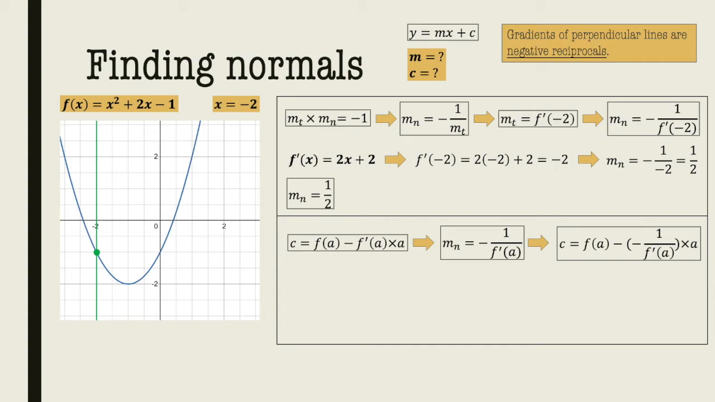As a result, we replace the f prime of a with negative 1 over f prime of a, since that is the gradient of the normal. Additionally, we replace the minus minus with a plus to simplify it. A is negative 2, so now we simply find what f of negative 2 and f prime of negative 2 are to be able to find our y-intercept.